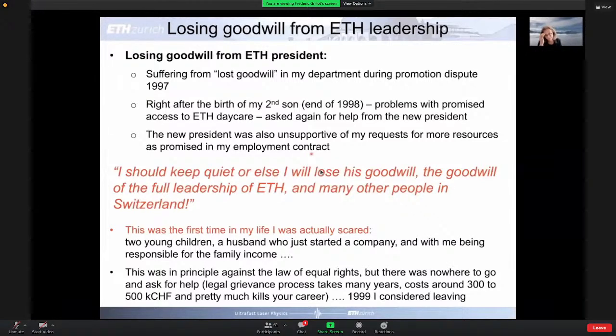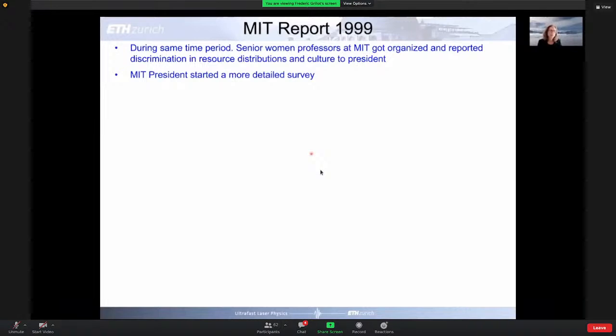In 1999, after this threat, I had a hard time coping with this. I really considered leaving after all. But then there was a rescue from MIT. It was about during the same time period.